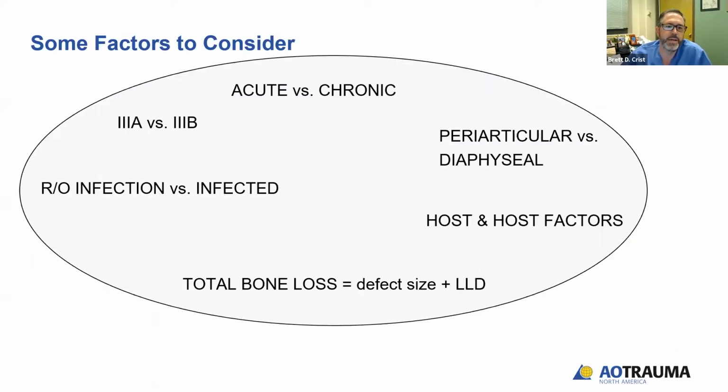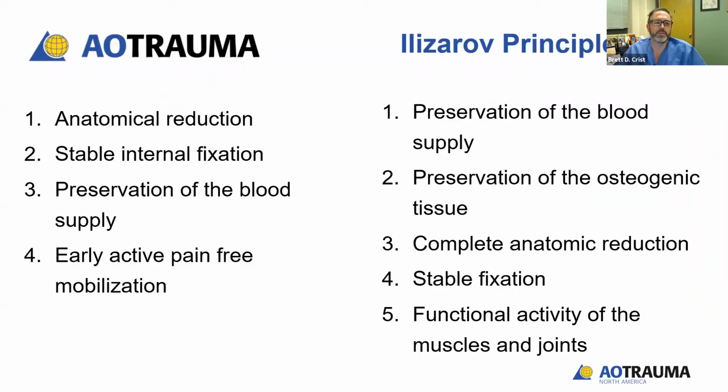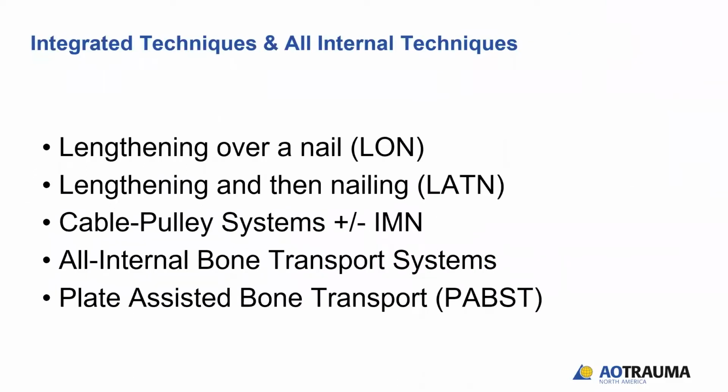So this is one of his slides about factors to consider when you're considering transport or just dealing with bone voids. You know, is there an infection? Is it periarticular? Where is it? And specifically the type of host that the person is, looking at the total defect size plus the leg length discrepancy. I thought it was really interesting that he brought up the AO trauma principles and then put up Ilizarov's principles, and they really do parallel each other. So it's definitely familiar to all of us.